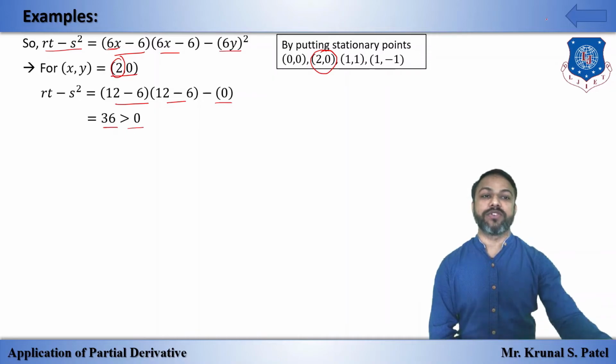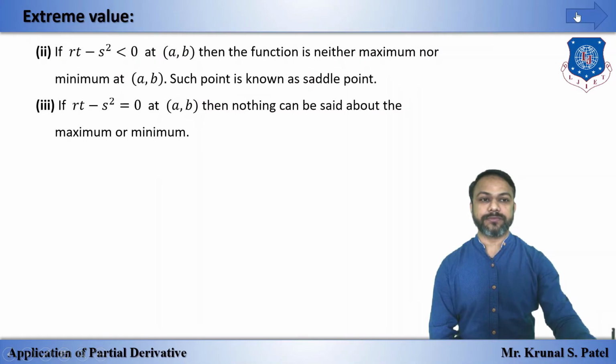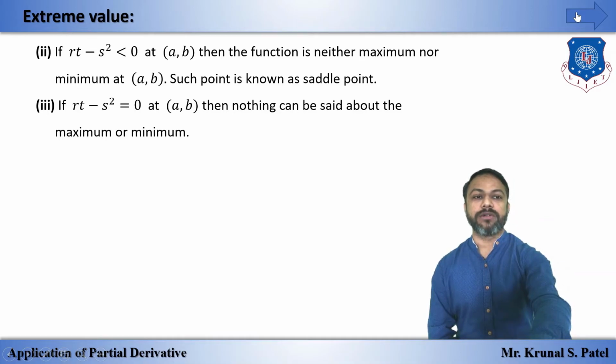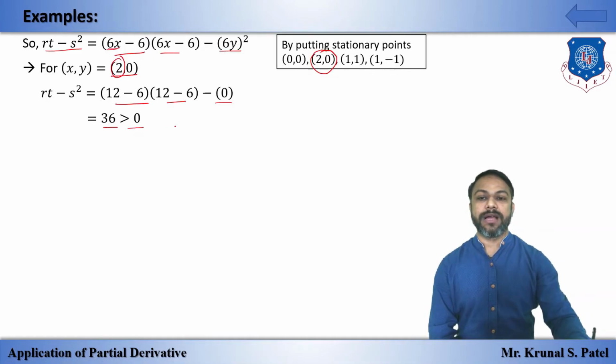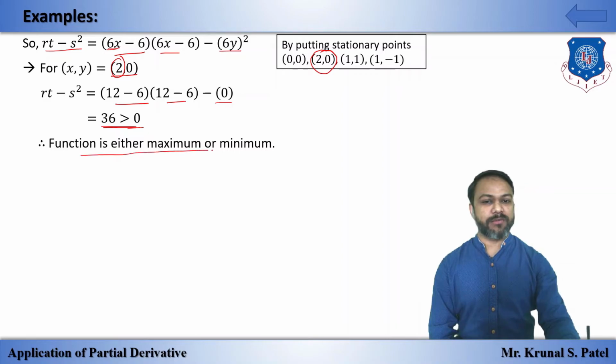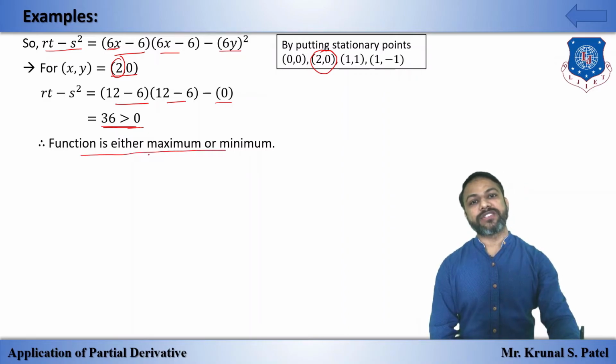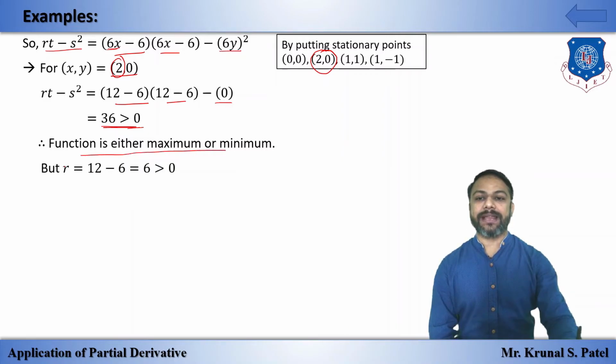36 is positive, so we know that we have this condition. Okay, rt minus s square is greater than 0 again. So the function is either maximum or minimum, and now we will check r. Here r is 6x minus 6.